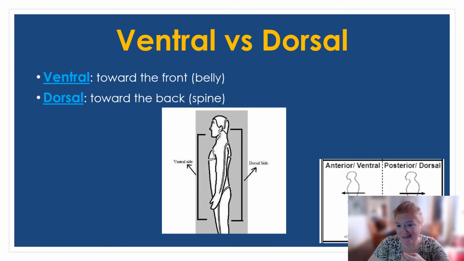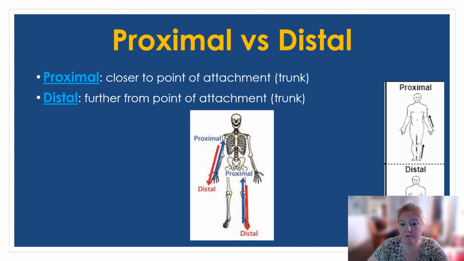I always remember it like this. Sharks have a dorsal fin on their back, so that's dorsal, ventral. So ventral and anterior, or posterior and dorsal. And then we have proximal versus distal.